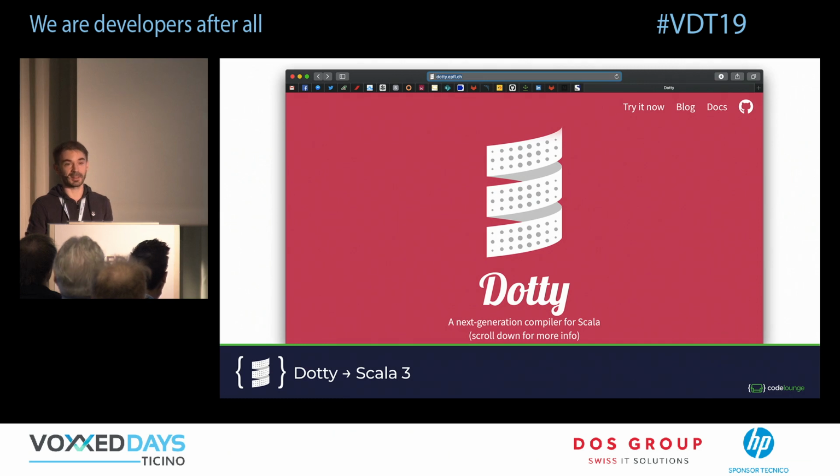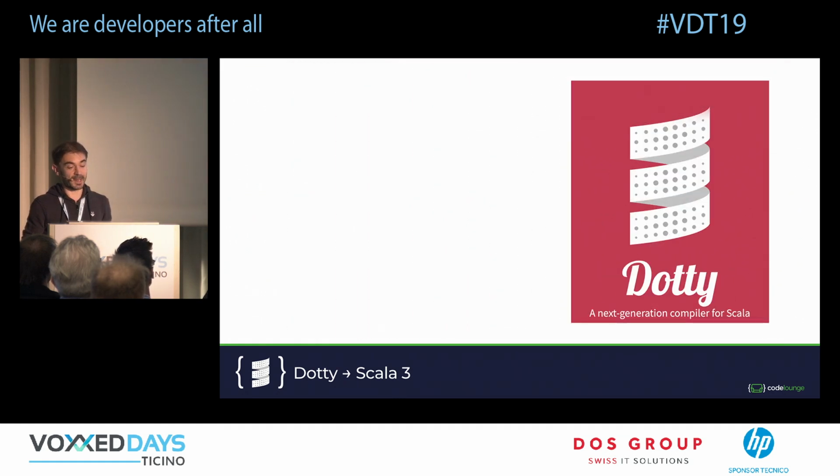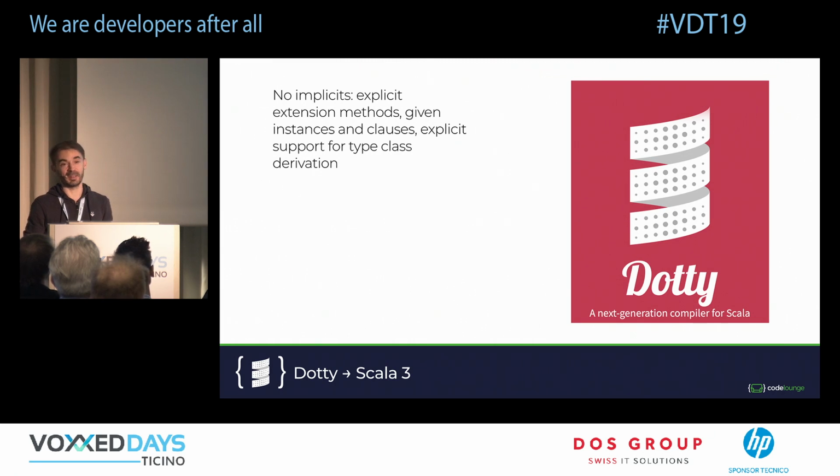So beyond Scala 2, what's happening? If you're thinking of learning Scala and you don't have a lot of time, maybe wait at least a couple of months because the next generation is coming up. The code name of the next version is still Dotty. It's a next generation compiler. It's becoming feature freeze these days, and it will become the core of Scala 3. And what will you have? You will not have implicits anymore.